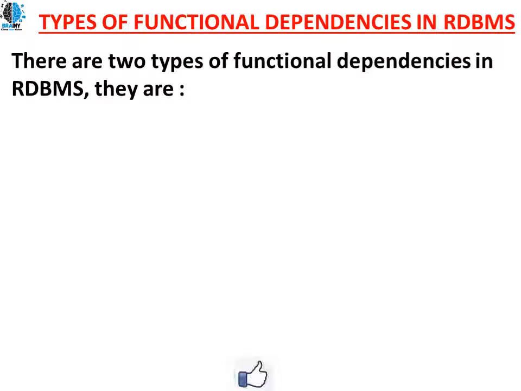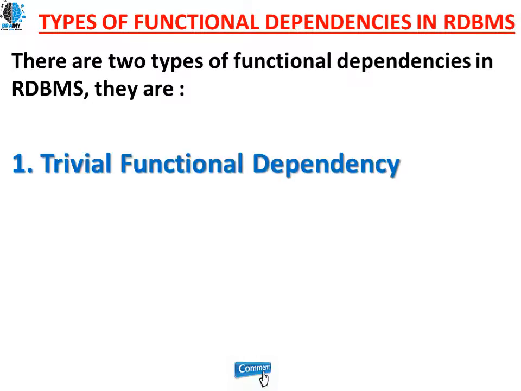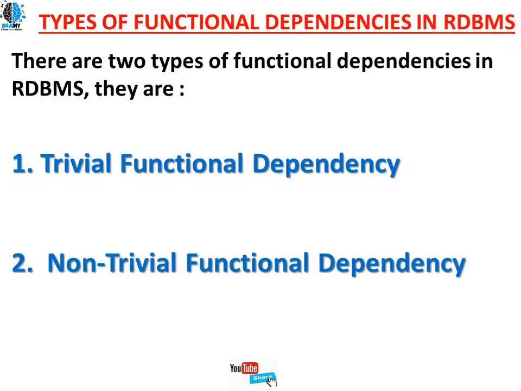There are two types of functional dependencies in a relational database management system. The first type is trivial functional dependency, and next is non-trivial functional dependency. So let's see what is trivial functional dependency.